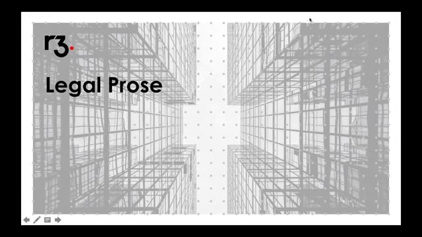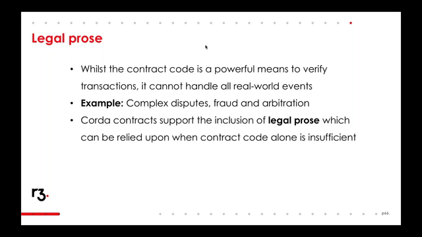In this fifth webinar, we're going to take a very brief look at the legal prose, what it's for, and how it's manifested within the contract. So this is the motivation for why the legal prose is included. Whilst the contract code is a useful and powerful means to verify whether a transaction is correct or valid or not, it can't handle everything. It can't handle all real-world events.